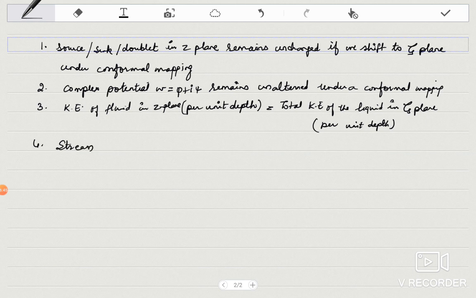A streamline in the z plane represents a streamline in the zeta plane. This is the point where you will see the magic, how an inclined line converts to the vertical or the horizontal line.